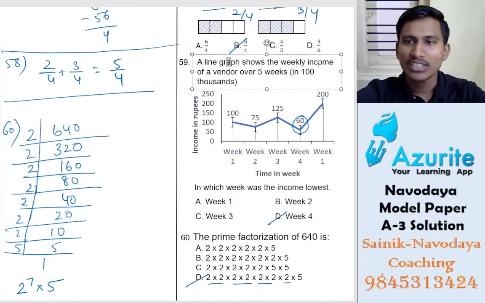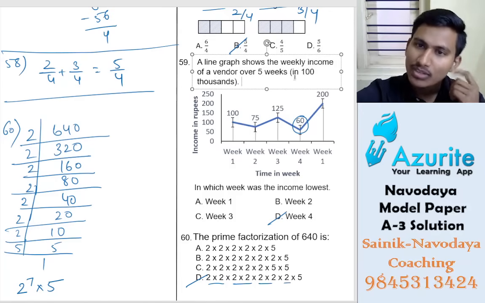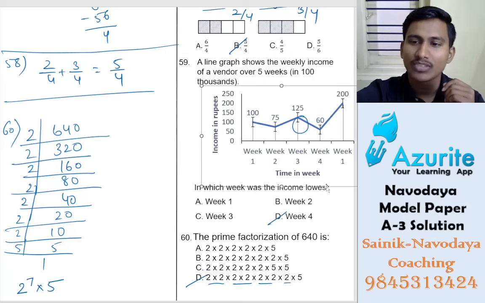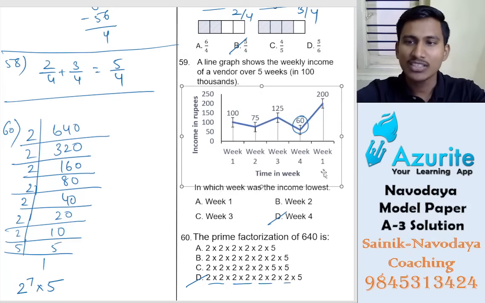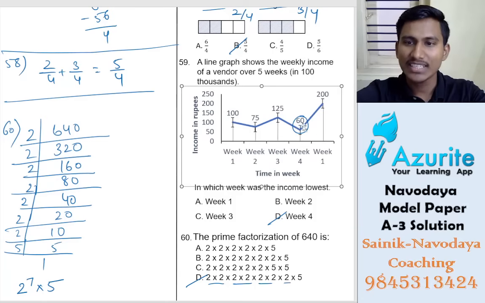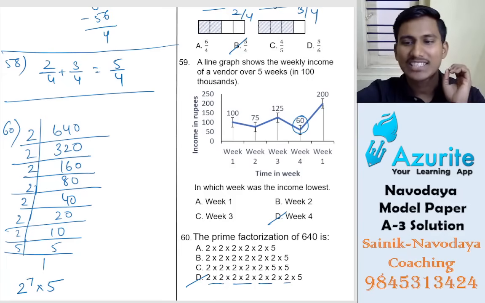Right? So in the graph it is given the income of a vendor over 5 weeks, in units of 100,000. One is 100,000. So they are asking in which week the income was lowest. In which it is lowest? Lowest means less. So which is less? Yes? Week 4, week 4. So week 4 is less. So that is 59. Okay? So week 4 is less, option D.